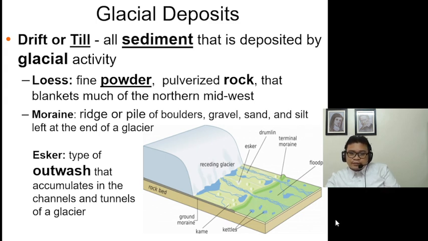So if you look at the picture here, we also have moraine, which is a ridge or pile of boulders, gravel, sand, and silt left at the end of the glacier. Here we have the terminal moraine, this green part here, and we also have eskers, which are types of outwash that accumulate in the channels and tunnels of a glacier. So as you can see here, these are the eskers.